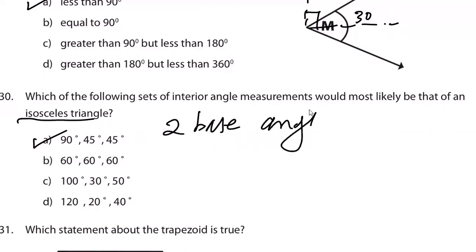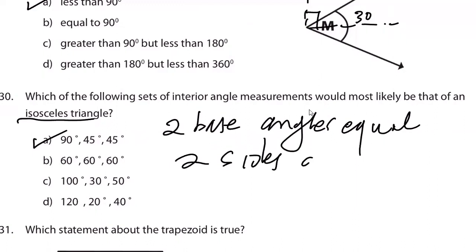Also, two sides are equal. Just in case for the future. So Mr. Bennett always thinks about the future. So two sides are equal.